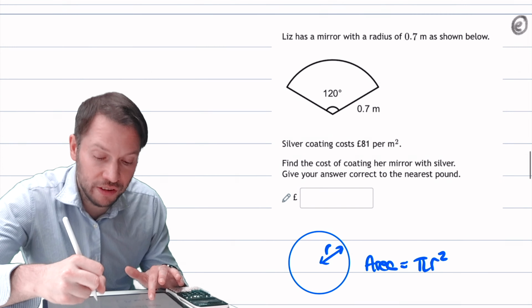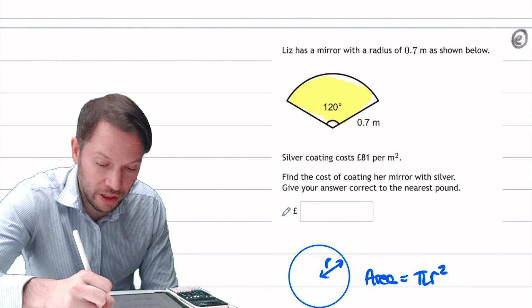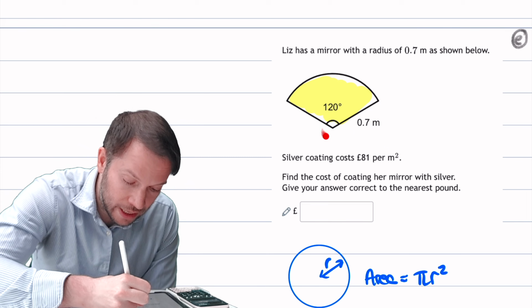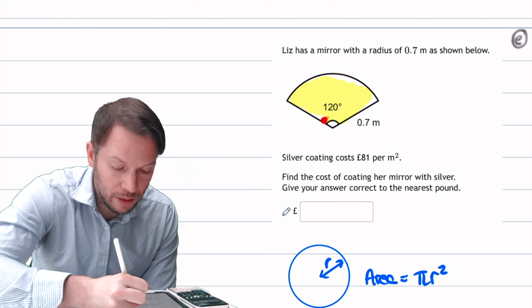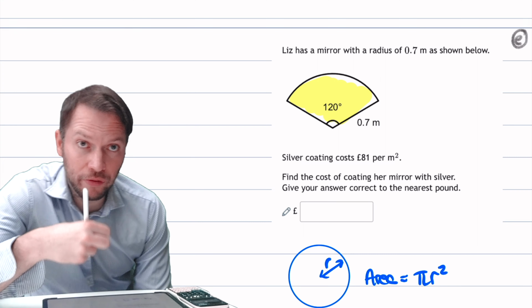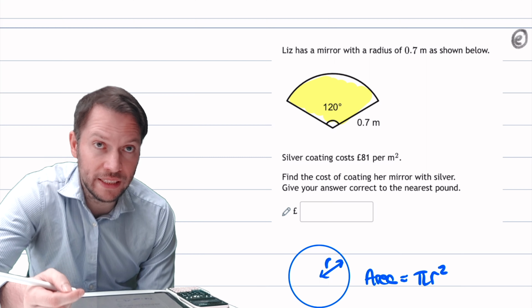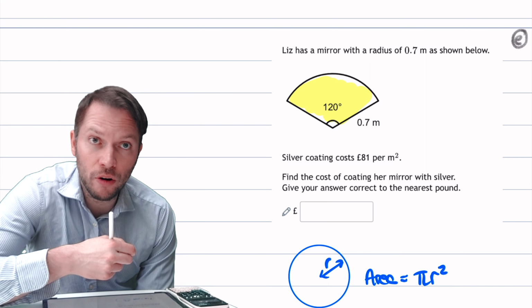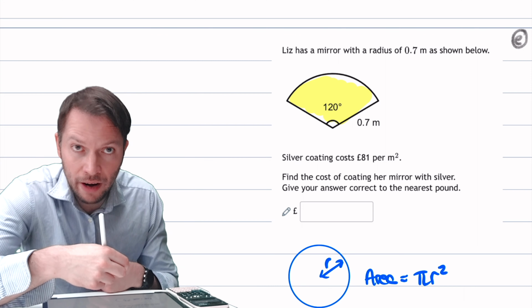But what fraction of a circle have we got here? We can see we have a third of a circle. The reason we know that is that the total angle around the center, if it was a full circle, would be 360 degrees, but we've only got 120 degrees of that. Now 120 as a fraction of 360 is a third, because 120 goes into 360 three times. So we've got a third of a circle, and therefore we need to find a third of the area of a circle.